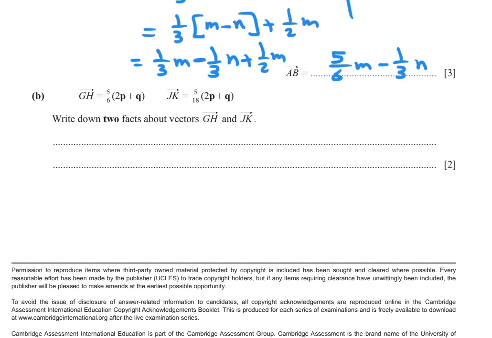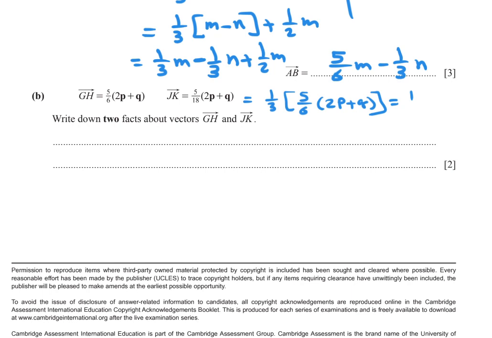Now, GH is 5 over 6 times 2B plus Q. JK is 5 over 18 times 2B plus Q. Write down two facts about the vectors GH and JK. First, the two vectors GH and JK are parallel. You can write one of them as a constant times the other. For example, JK you can write as 1 over 3 times 5 over 6 into 2B plus Q.